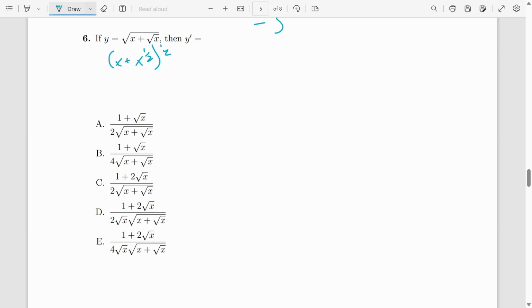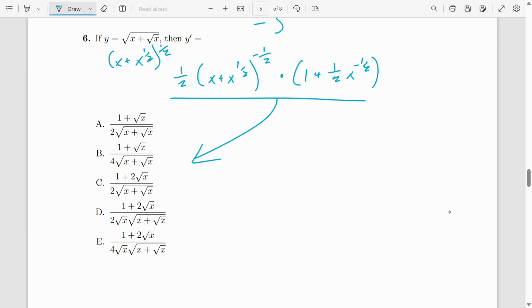So, chain rule now. We multiply this by 1/2 times x plus x to the 1/2, raised to the 1/2 minus 1, which is the negative 1/2, and then times the derivative of the inside. So the derivative of x is 1, derivative of x to the 1/2 is 1/2 x to the negative 1/2. All right, so that's our derivative. We just compile it now into a more legible form.